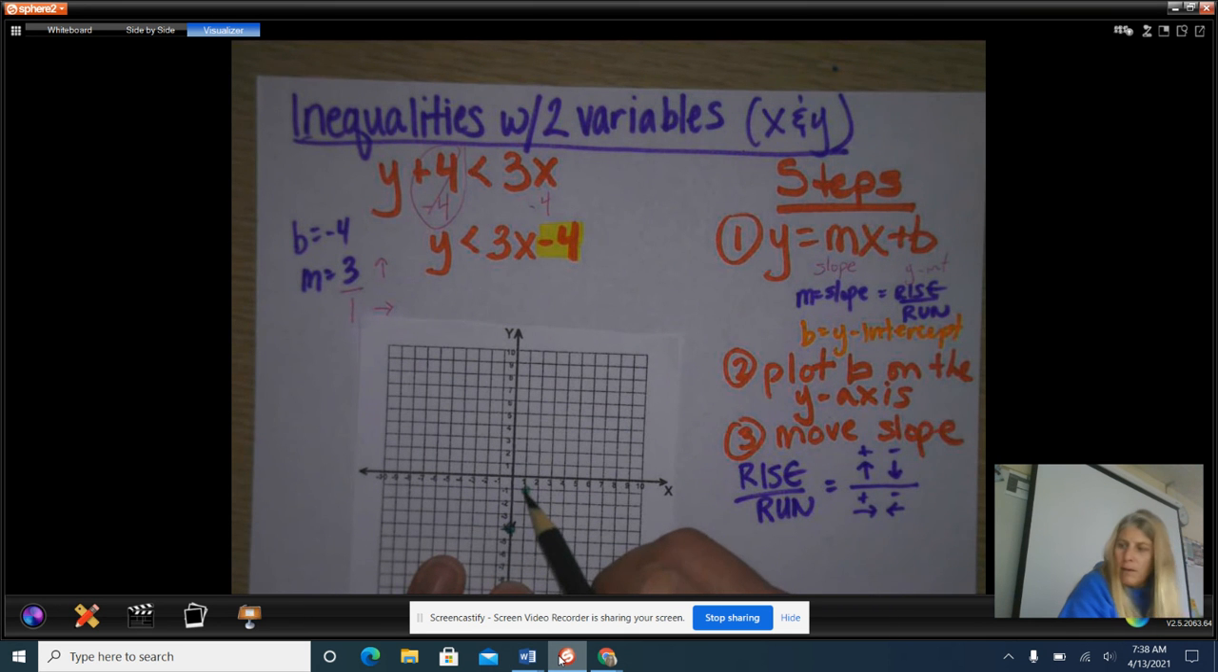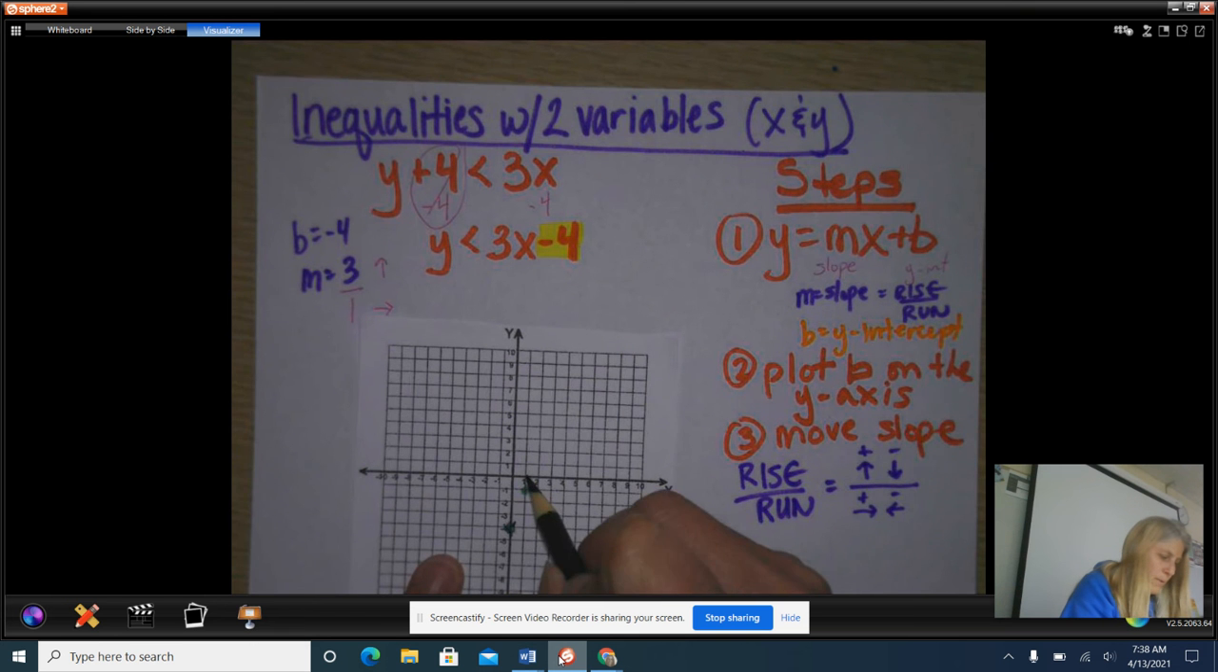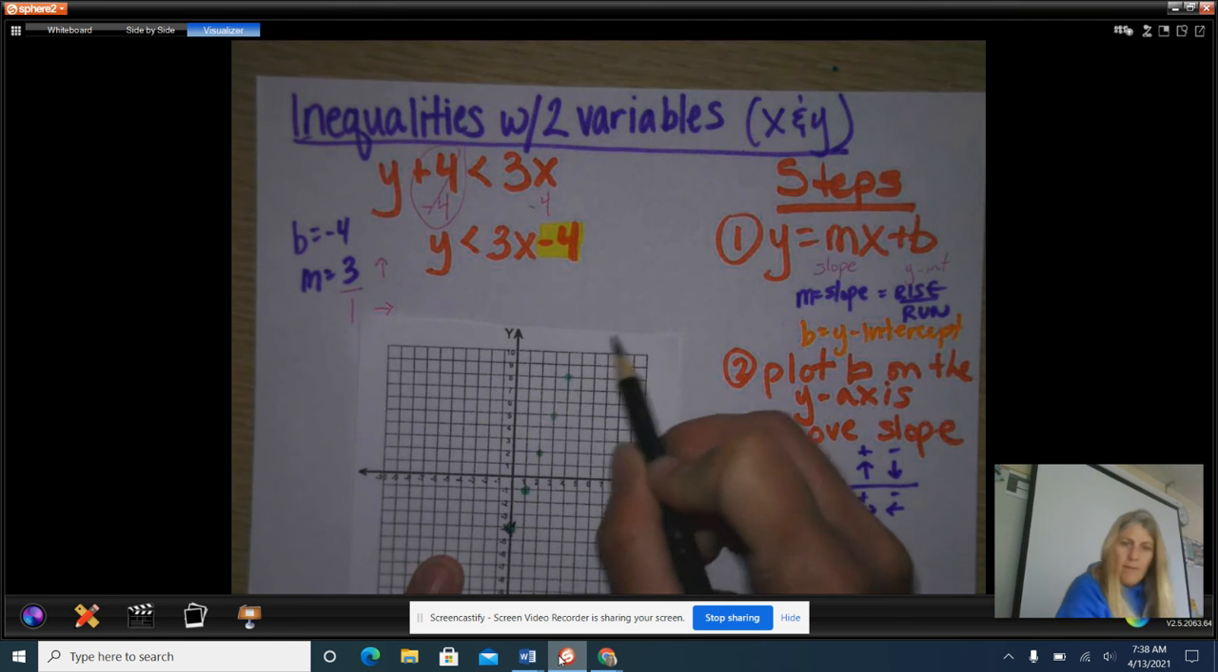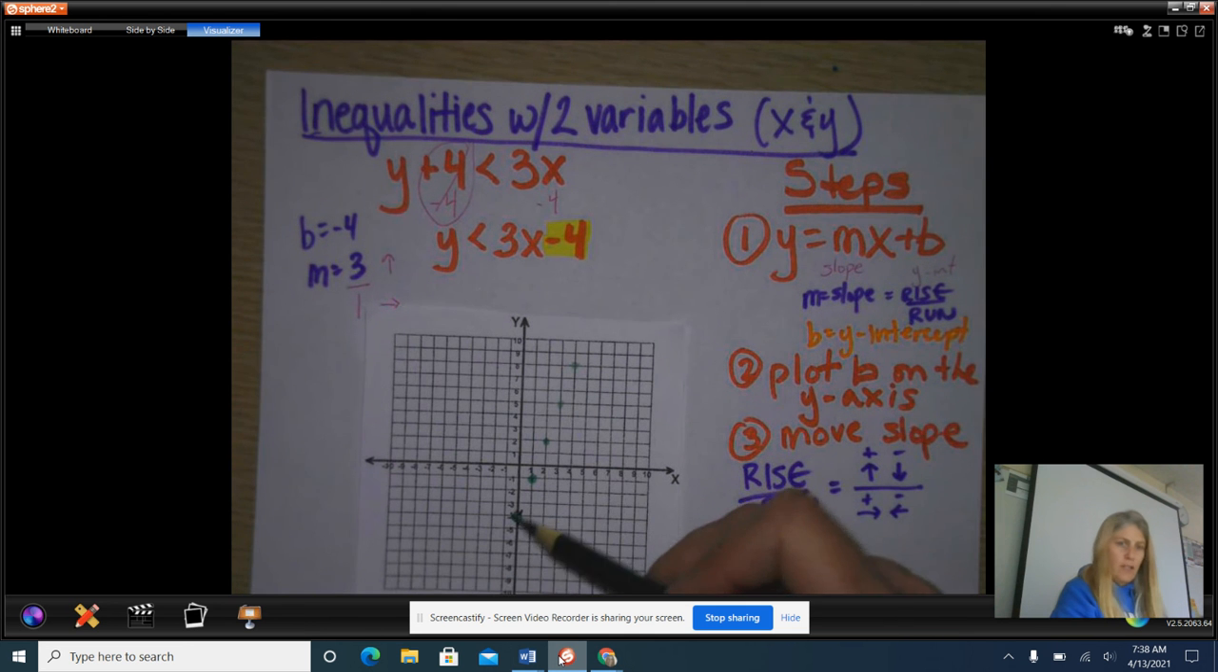I'm going to continue doing this all the way to the end of my graph. Up 3, 1 to the right, repeating until I'm off the graph. But I want to go the other direction as well.